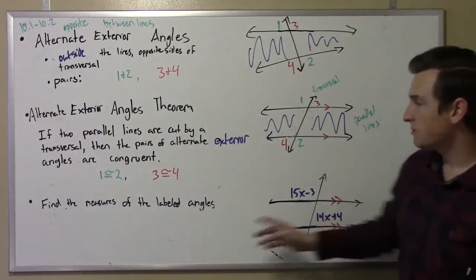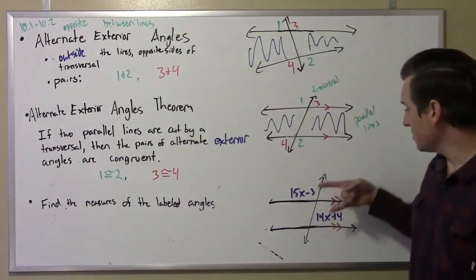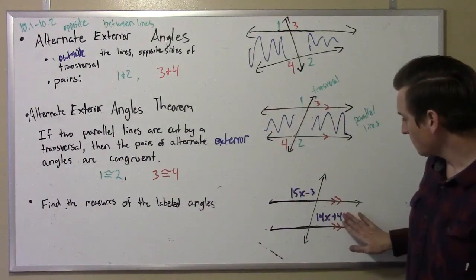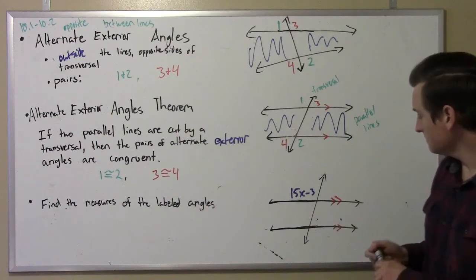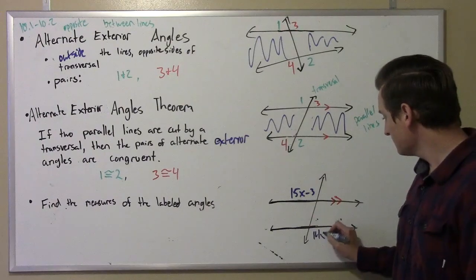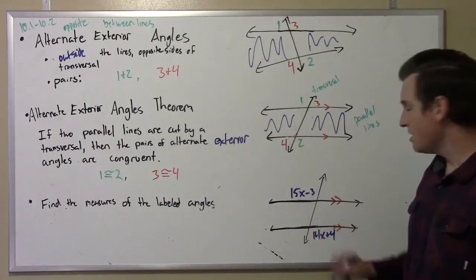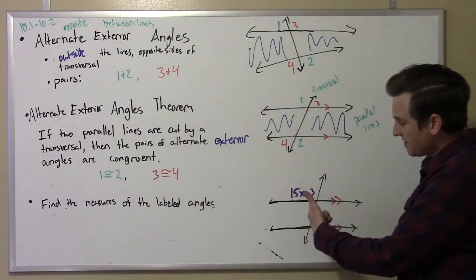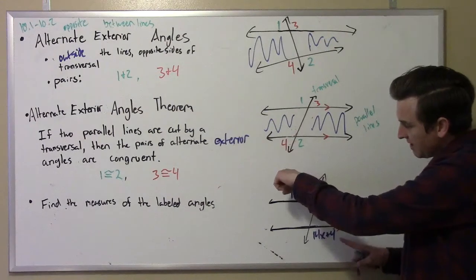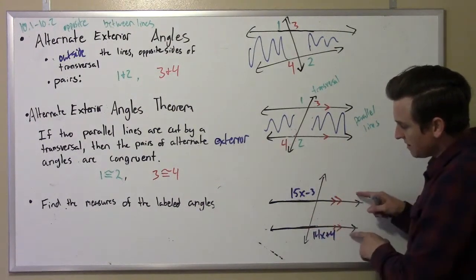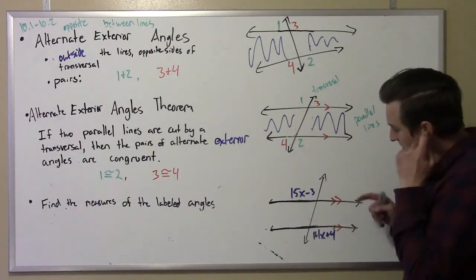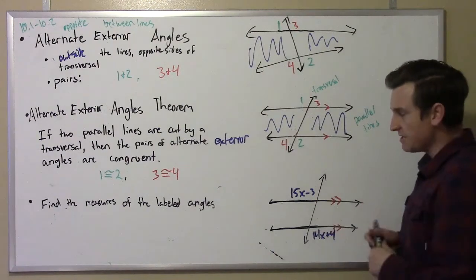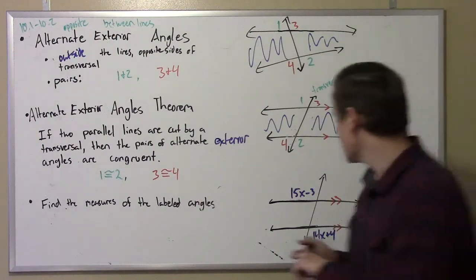Okay, let's do a problem with it. Find the measures of the labeled angles. So we got these two guys right here. That's what we want right here. We want alternate exterior angles. So we got alternate exterior here. We're kind of across from each other on the opposite sides of the transversal on the different lines. This one's on the bottom line, this one's on the top line. And we know that they're going to be congruent because the lines are parallel. So let's set this up.